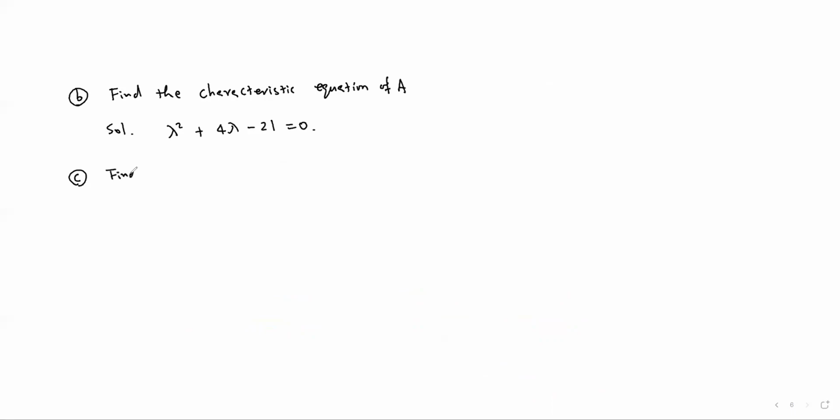Find all the eigenvalues of matrix A. A polynomial of degree n has n roots. So a matrix of size n by n has n eigenvalues. Now n is 2, so this equation has 2 roots. Let me find the roots of this equation. Okay, solve.